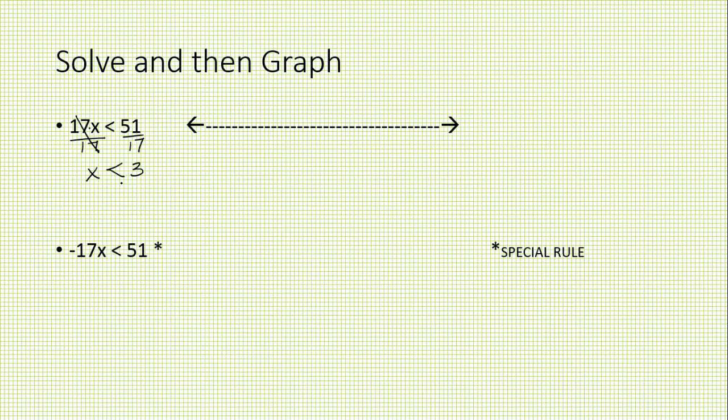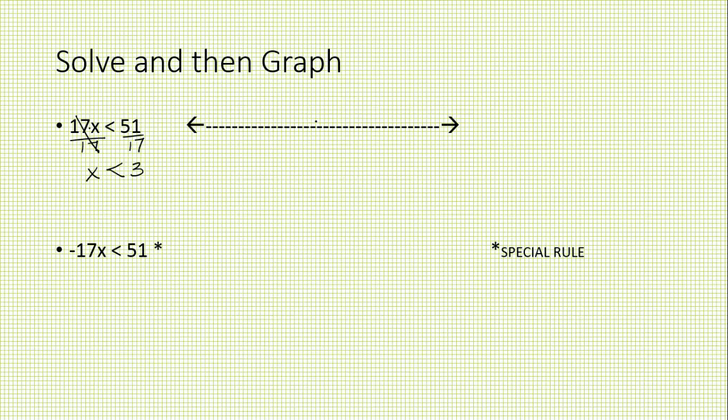This is very different than x equals 3, which would be one single solution. This does not include x is equal to 3. It's everything less than 3. That's an infinite number of solutions, but there's also a lot of numbers that are not true for this statement. So let's draw a picture.